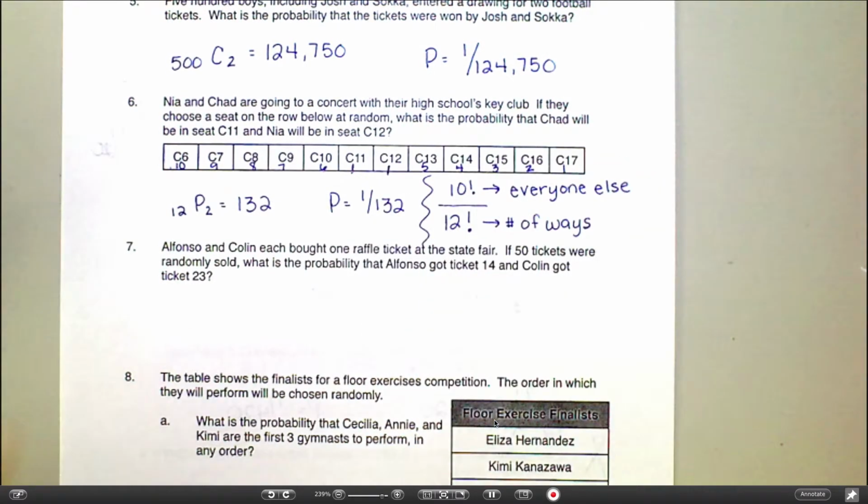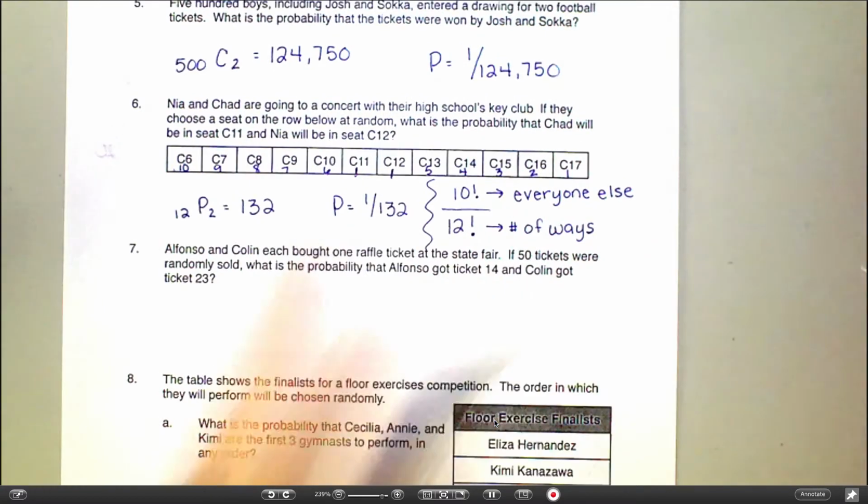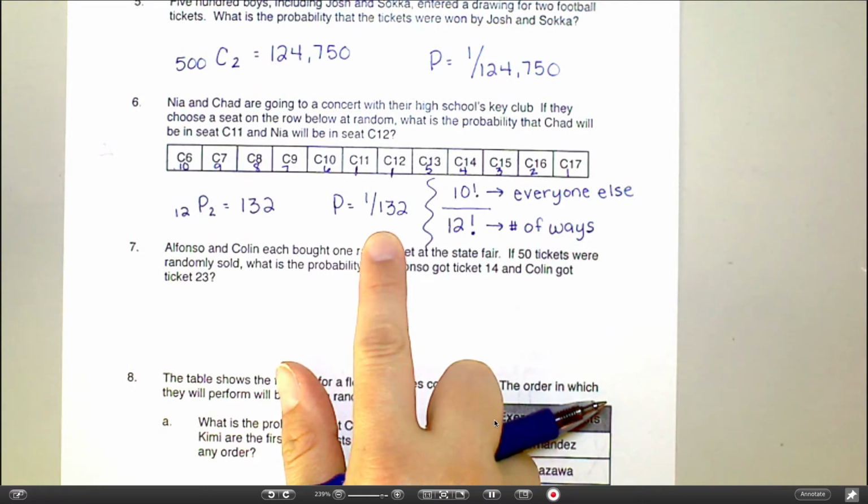So 10 factorial divided by 12 factorial. Go ahead and do that for me and convert it back to a fraction. Can you make that into a fraction? Hit math and then fraction. You got it, Travis? Okay, just like this, right? We got 1 out of 132.